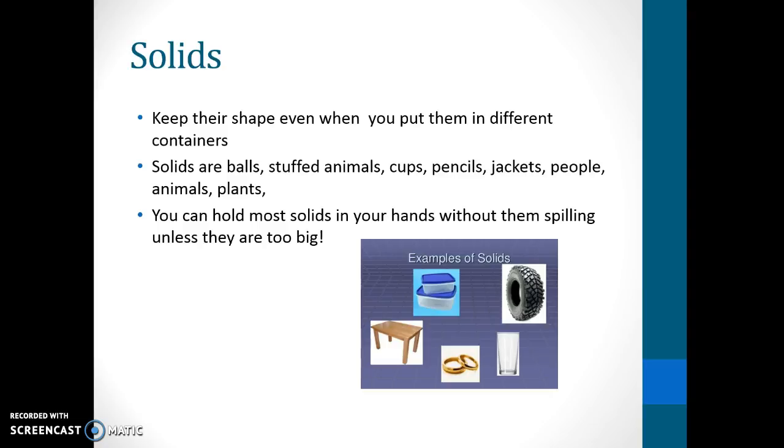Solids keep their shape even when you put them in different containers. Examples of solids are balls, stuffed animals, cups, pencils, jackets, people, animals, plants, and many more. You can hold most solids in your hands without them spilling, unless they are too big. Examples of solids are a table, containers, rings, glass, tire. These are all things that keep their shape no matter where you put them. I could put this tire on the table and it's still going to look like a tire. I could put the tire in the trash can and it's still going to look like that same shape.